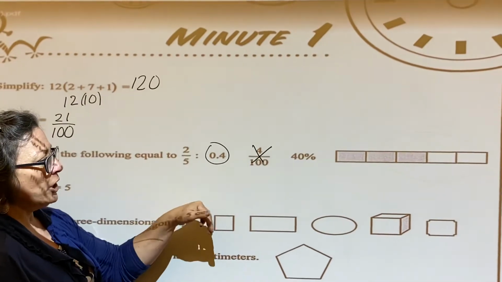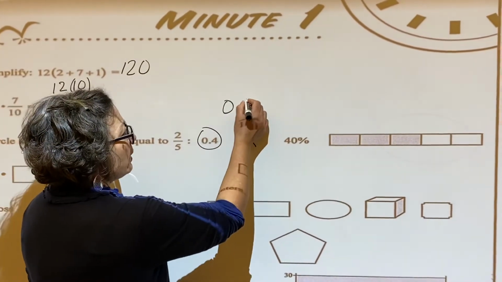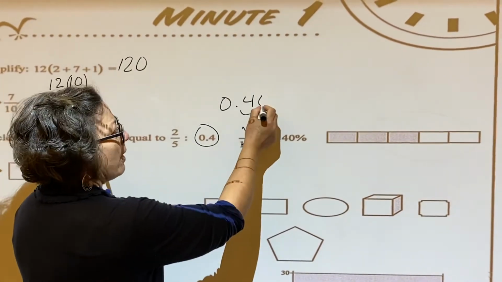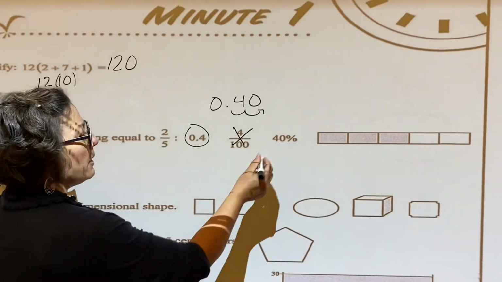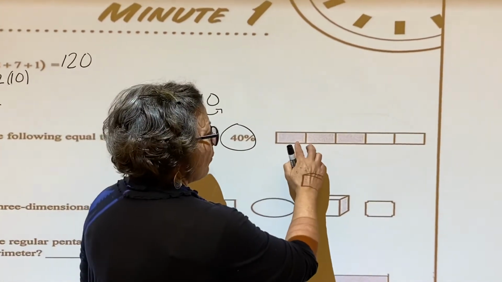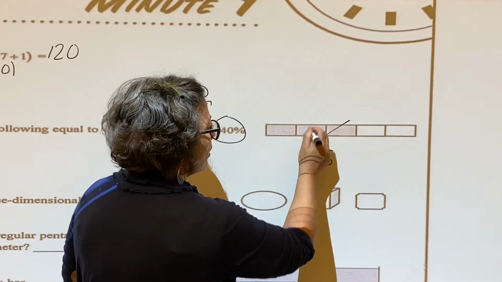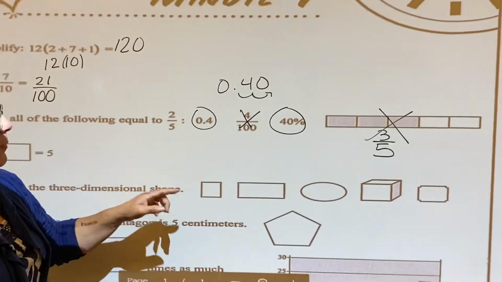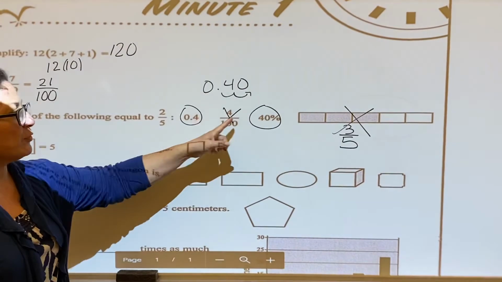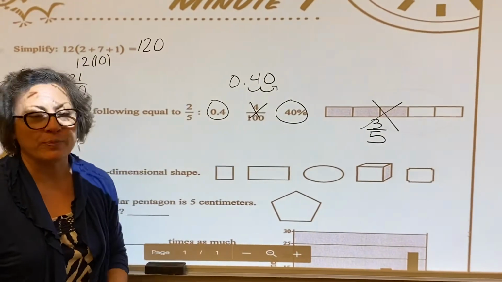Now, when you change a decimal to a percent, we move our decimal point twice to the right, and add a 0 obviously, so now we have 40%. This next one here, we have 1, 2, 3. 3 are shaded out of 5. So these ones here are not equal because these ones are 3/5 and not 2/5. So the answers for this one, what equals 2/5, are 0.4 and 40%.